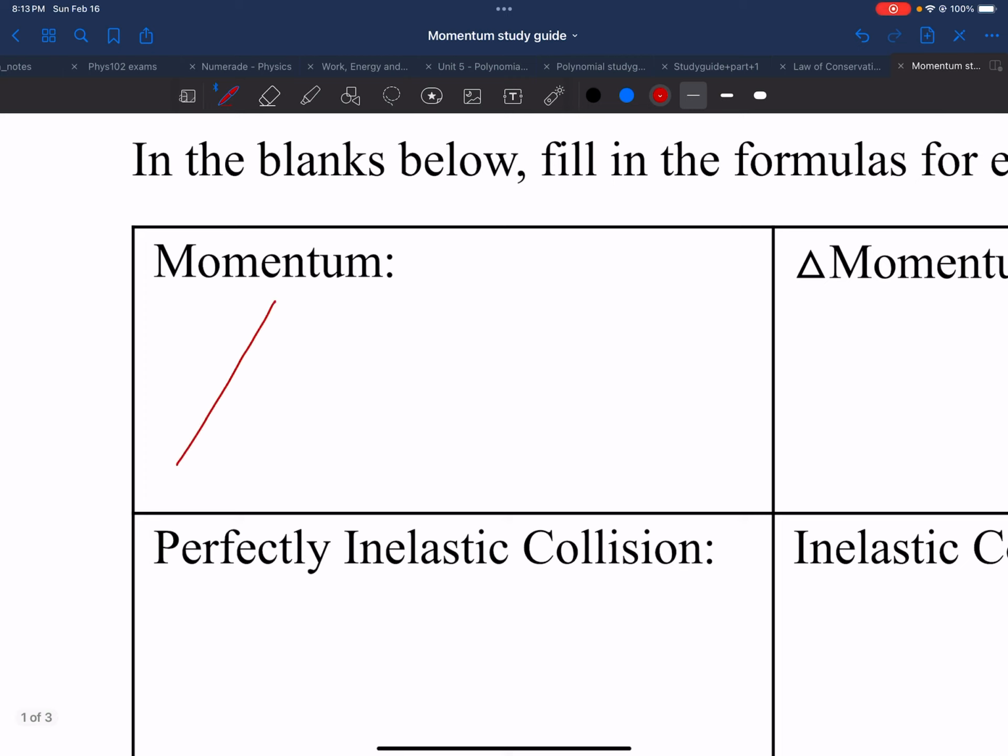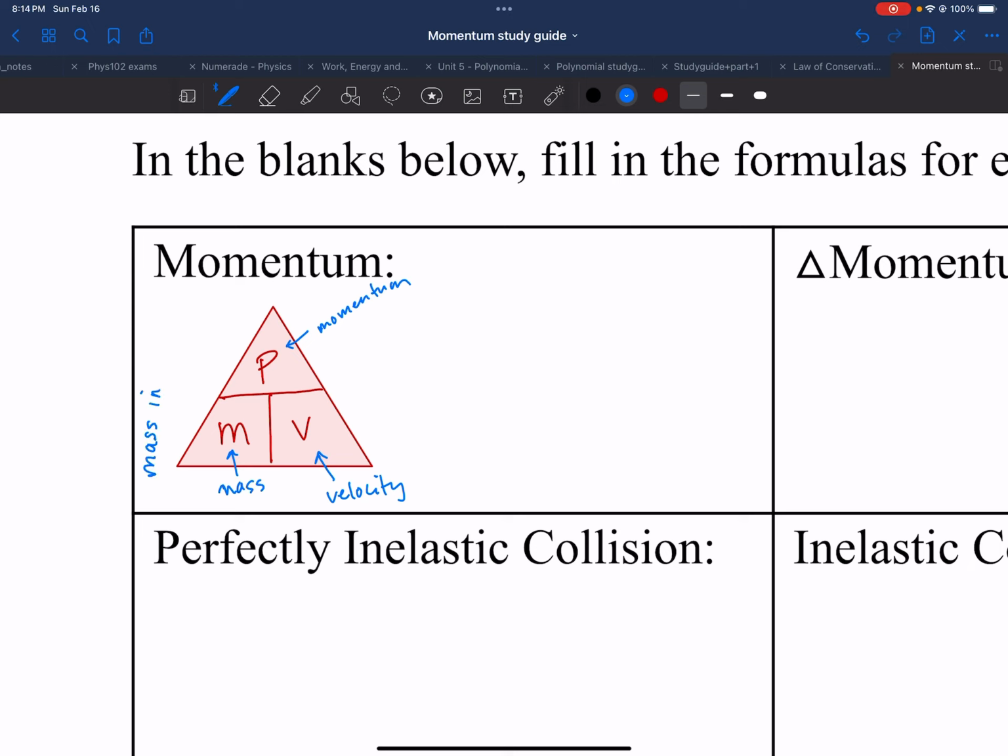So we know that momentum is a 3-variable equation that we can use our magic triangle on. So mass times velocity is equal to momentum. If you need to, go ahead and label all of those. So this is momentum, velocity, and of course mass. And we know that momentum is mass in motion.